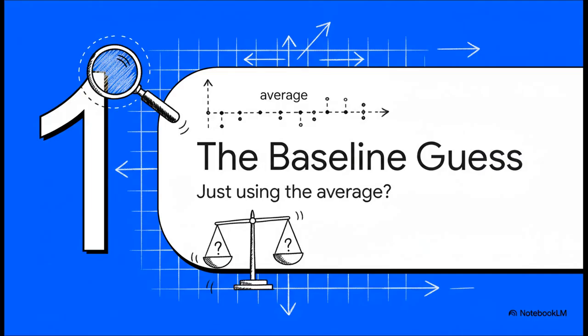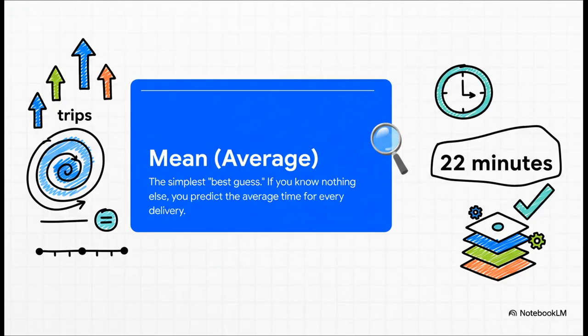All right, so where do we even start? Before we get all fancy with complicated models, we need a baseline. We need a starting point. What's the absolute simplest, most basic prediction we could possibly make? Well, it's the good old mean, the average. You just add up all your past delivery times, divide by how many trips you made, and you get one number. Let's say it's 22 minutes. That's our starting line. Any other model we build, no matter how clever, has to be better than just shouting 22 minutes for every single order.